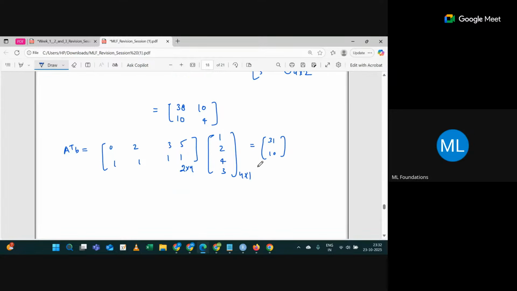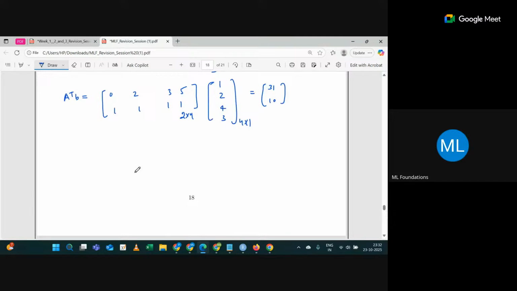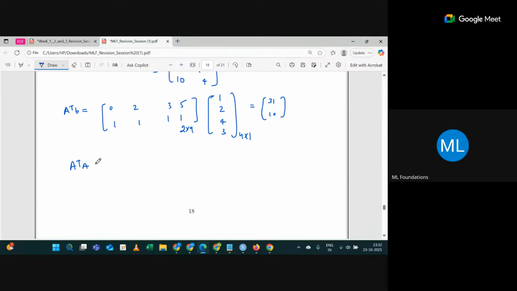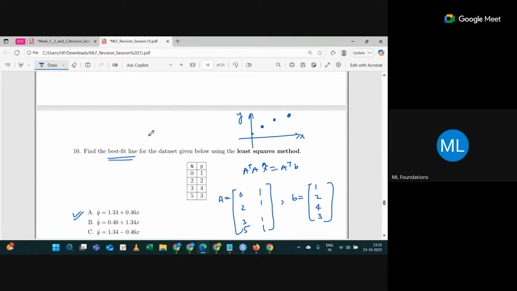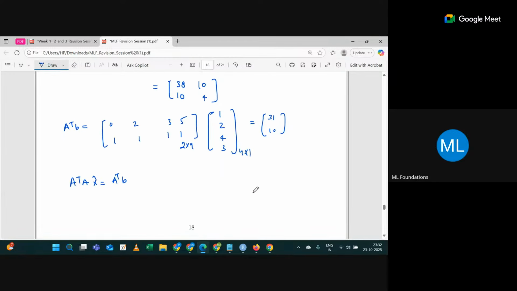So how do we calculate? A transpose A X hat equals A transpose B, or instead of B you can write Y also. So you can write this notation as X transpose X times some constant hat equals X transpose Y, if you want to write it in terms of X. So you got the idea of how to write the matrix. This will be 38, 10, 10, 4.